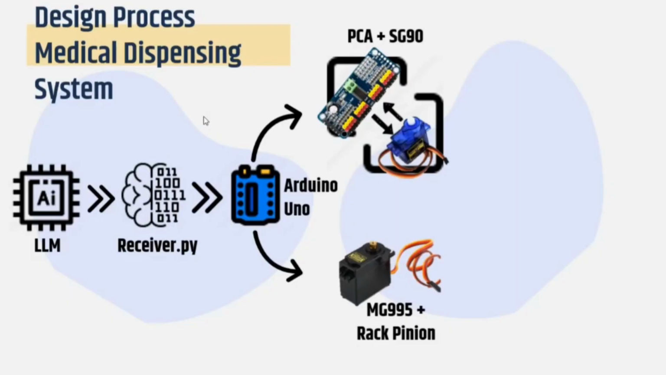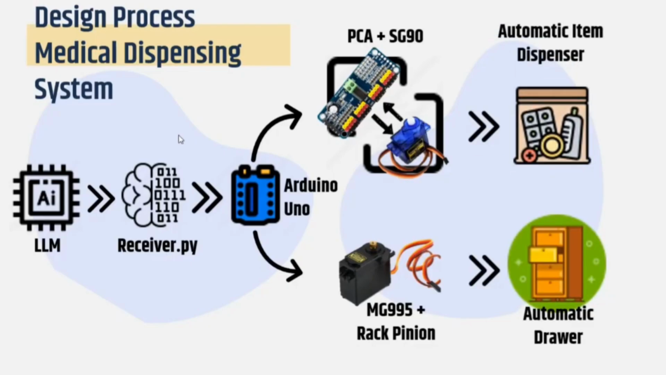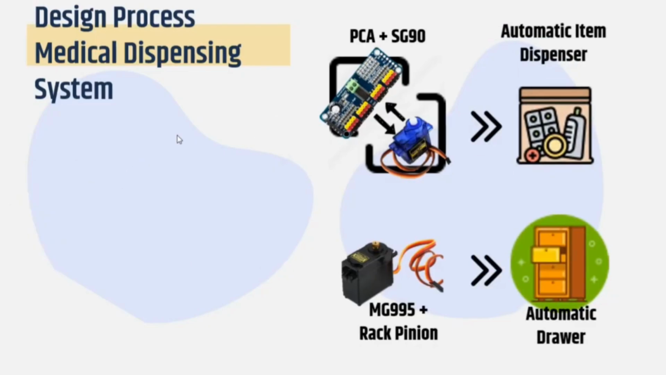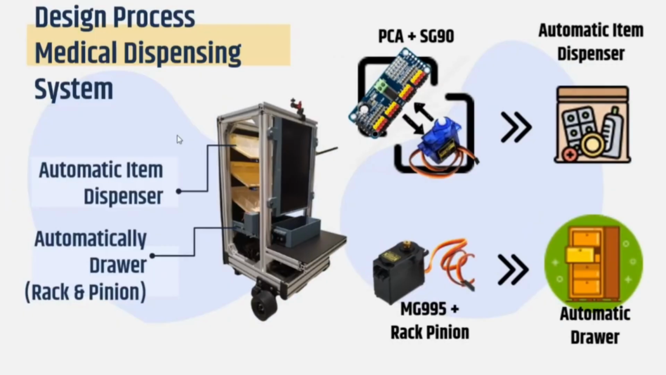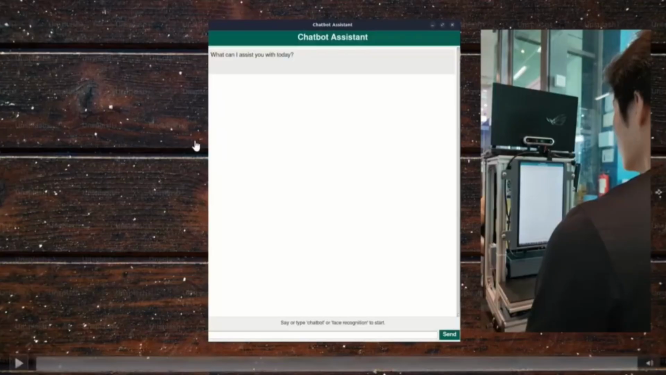Once all necessary items are ready to be collected, the system will activate the automatic drawer, and this drawer works using a rack and pinion mechanism powered by a high torque servo motor, the MG995. The dispenser itself consists of 9 compartments, each stocked with different emergency supplies, for example adhesive bandage, iodine, plaster, and so on. Okay, here is a 1-minute demo video that will show how the system works.